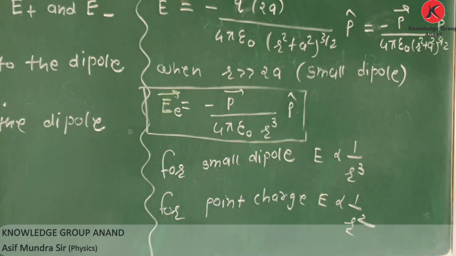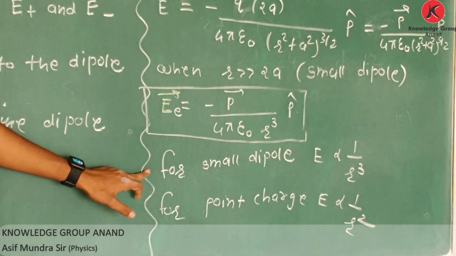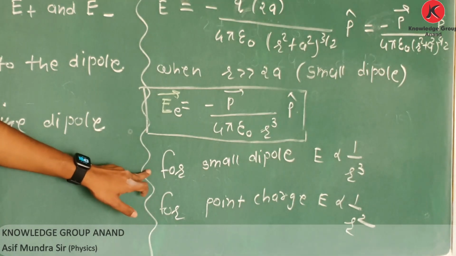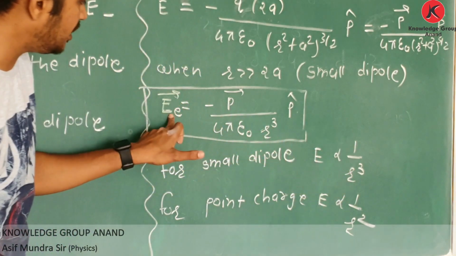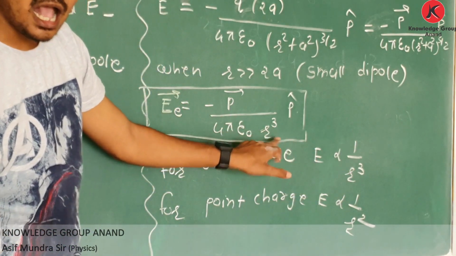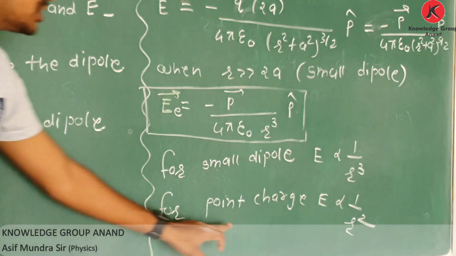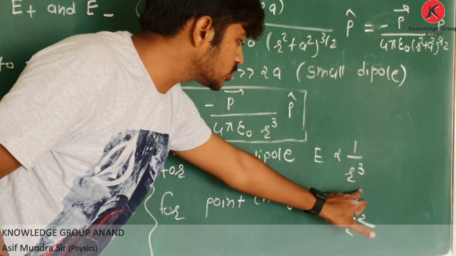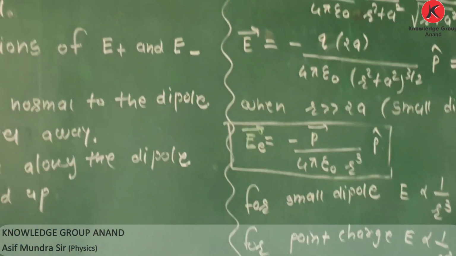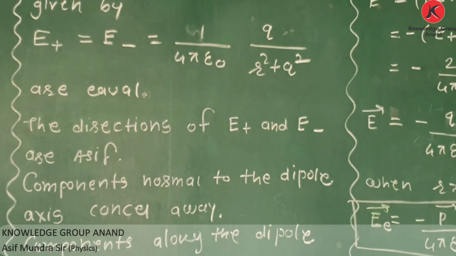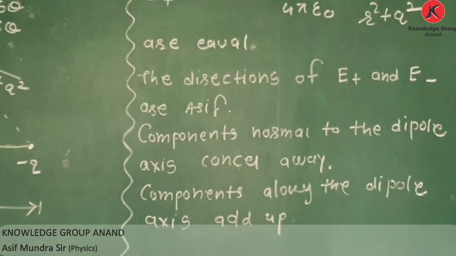See, what is the conclusion of these two theories? For a small dipole, or when r is very much greater than 2a, E is proportional to 1 upon r cube. And for point charges, E is proportional to 1 upon r square. So this is the difference between the electric field of a small dipole and the electric field of point charges.